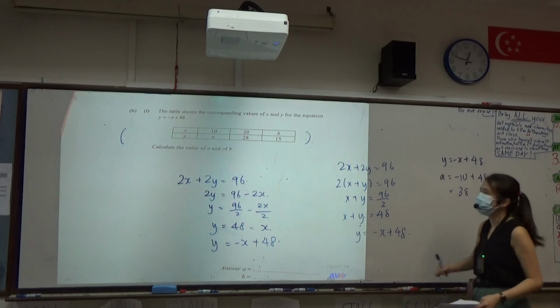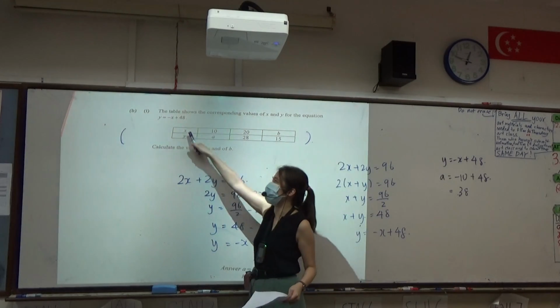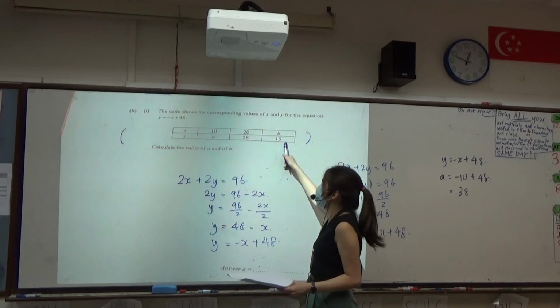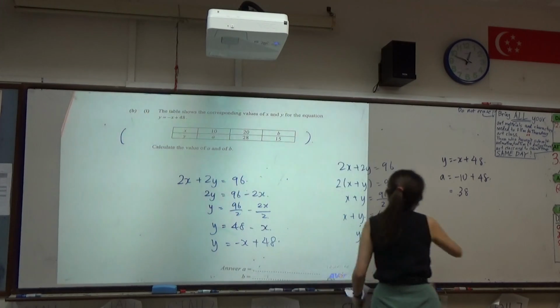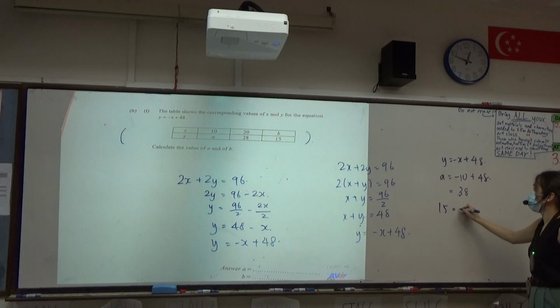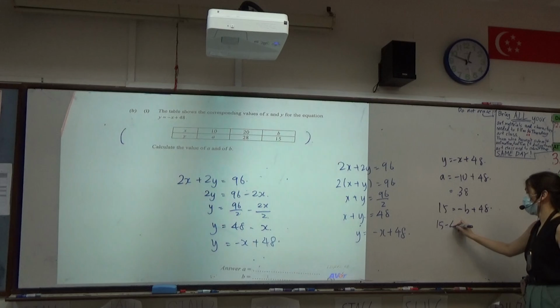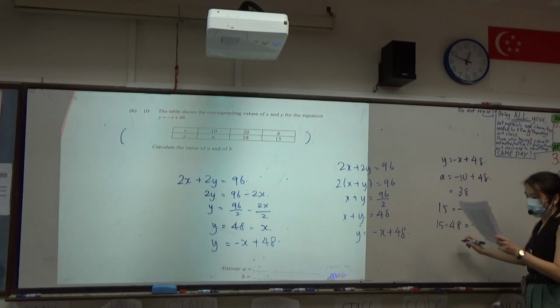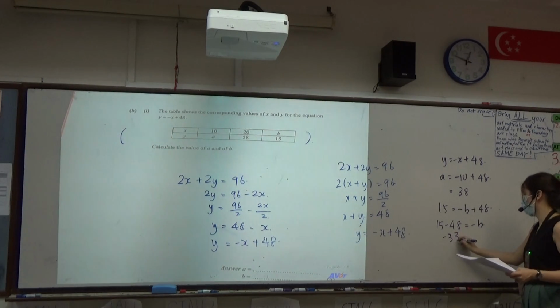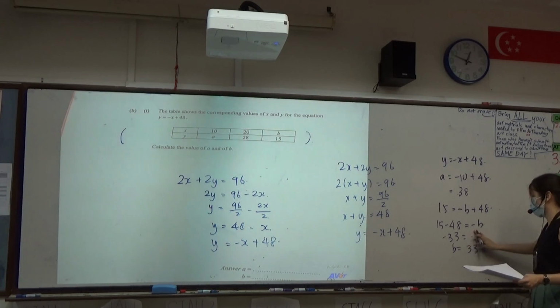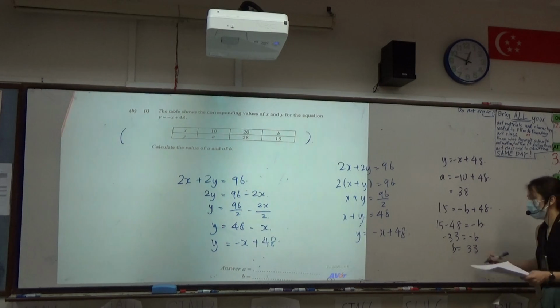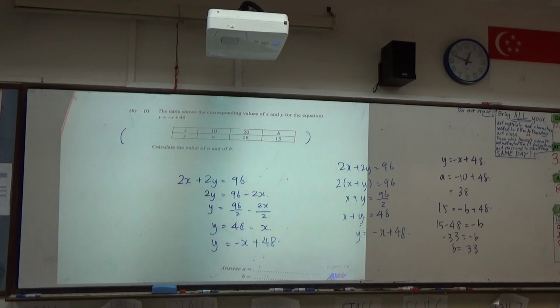Whereas to find out what b is, which is actually an x value, I need to use y equals 15. So 15 equals negative b plus 48. And we will have b equals 33. So this is a process that I think, if I remember correctly, everyone got right.